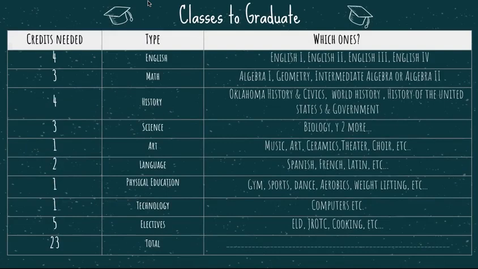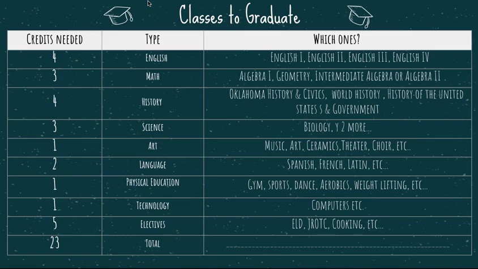And here are the requirements to graduate. Normally here in the United States, it is 4 years to complete high school. Students must take 4 years of regular English, 3 years of math, 4 years of history, including U.S. history and Oklahoma history, government and world history, 3 years of science, 1 year of art, 1 year of physical education, 1 year of technology, 2 years of language arts, and 5 electives, for a total of 23 credits.